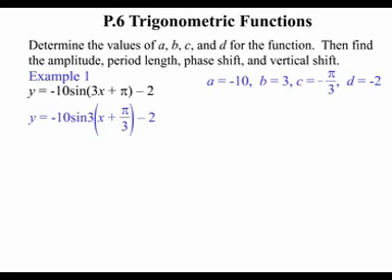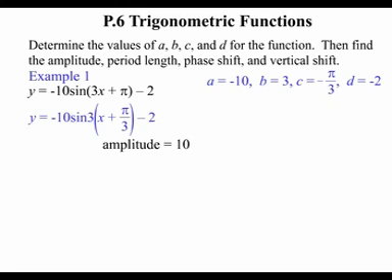Your a is negative 10, your b is 3, your c is negative pi over 3 because the equation was in the form of x subtract c, and we have x plus pi over 3, which is the same thing as x subtract negative pi over 3. And our d value is negative 2.